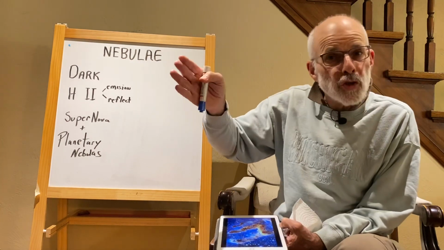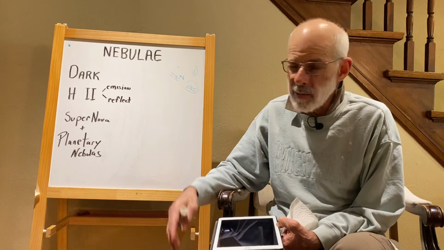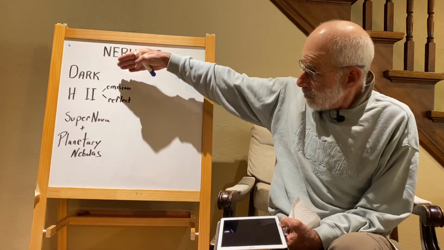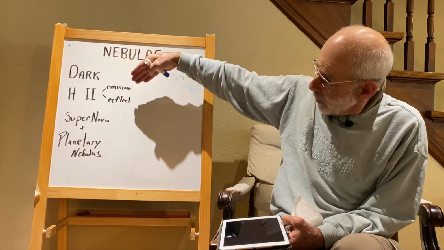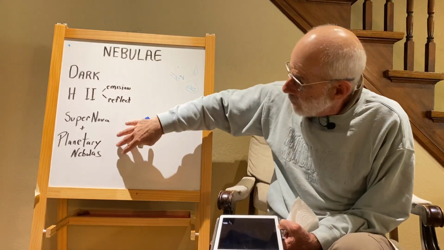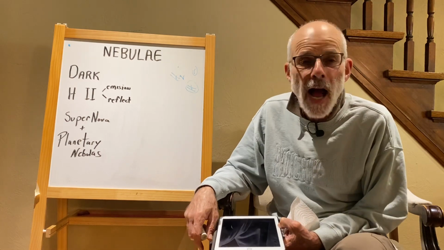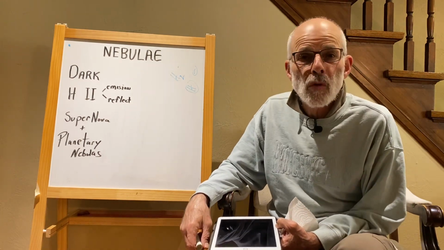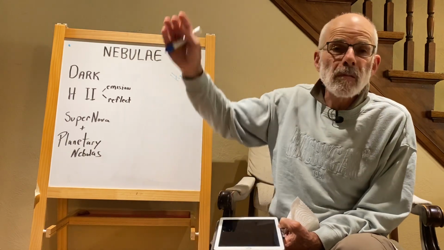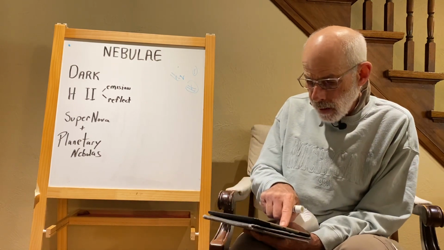The third major group of nebulae would be the supernova and planetary nebula. They're more or less the same. Basically, the dark nebula is before the stars form. H2 is during the time the stars are being formed. And when any particular star meets its end, when it dies, if it's under 8 solar masses, it'll give off its final puff of envelope in something that we call a planetary nebula.